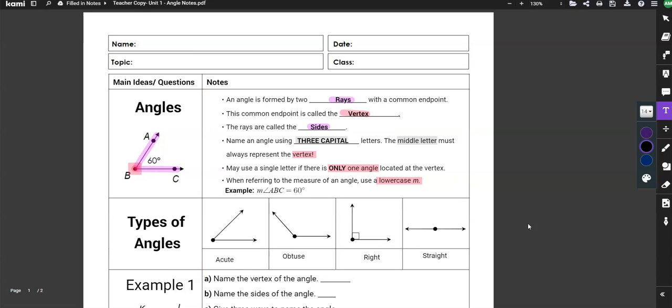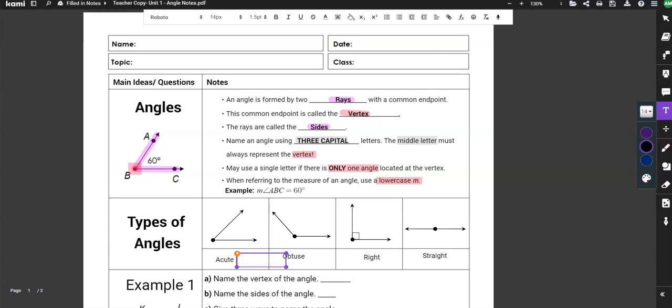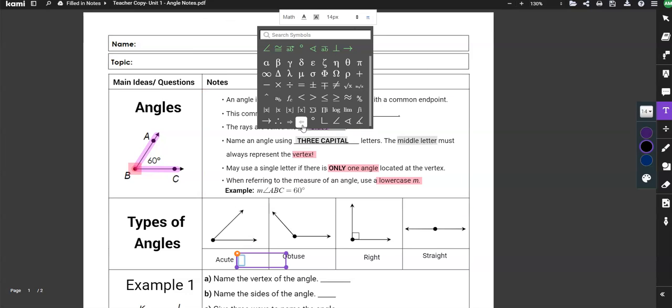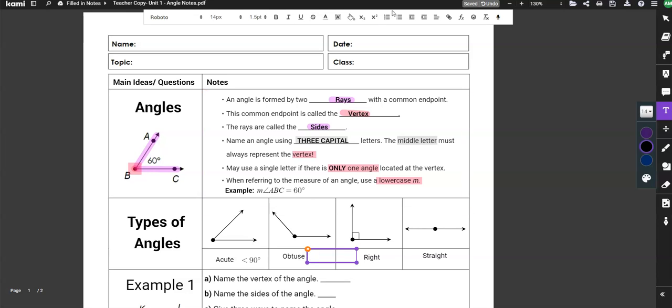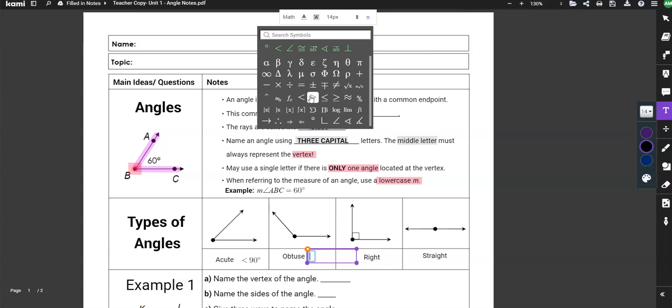There are 4 main kinds of angles. We have acute, which is, of course, any angle that is less than 90 degrees. So I'm going to go ahead and include that note right here. So again, we have our math tool, and I'm going to say less than 90 degrees. We have our obtuse angle, which of course is more than 90 degrees, so greater than 90 degrees.